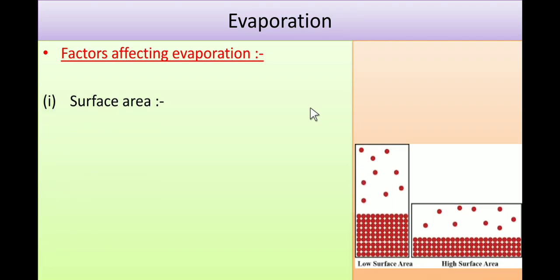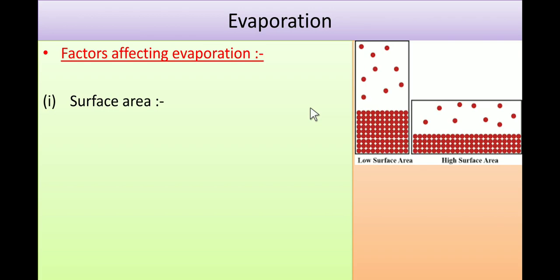Firstly, surface area. The rate of evaporation increases on increasing the surface area of the liquid. Evaporation is a surface phenomenon. It occurs on the surface. If the surface area is increased, the rate of evaporation increases. For example, while putting clothes for drying up, we spread them out. So evaporation is a surface phenomenon.